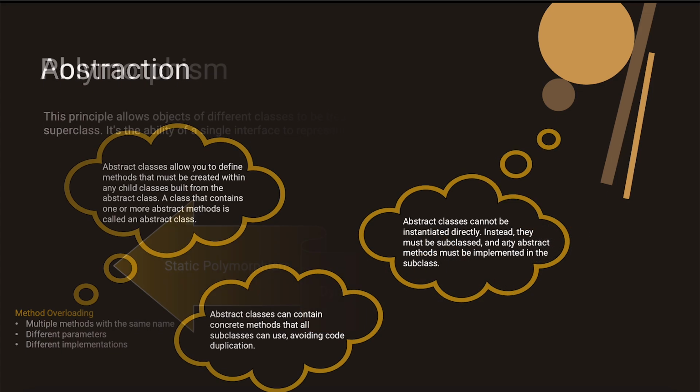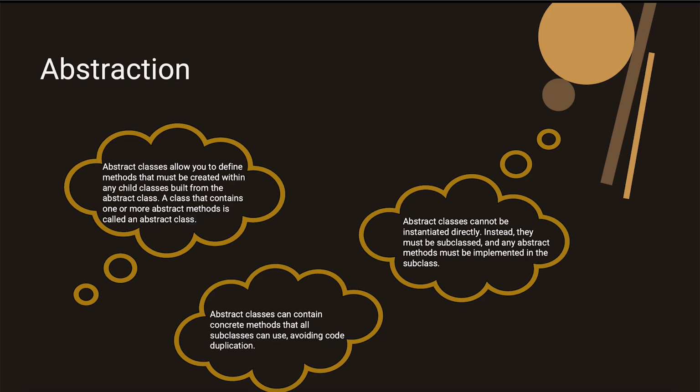And now we're at the fourth pillar of object-oriented programming, which is abstraction. So what is abstraction? Abstraction is a process of hiding the implementation details and showing only the functionality to the user. It lets us focus on what the object does instead of how it does it. So abstraction again makes use of inheritance, and it can be achieved through abstract classes and interfaces.